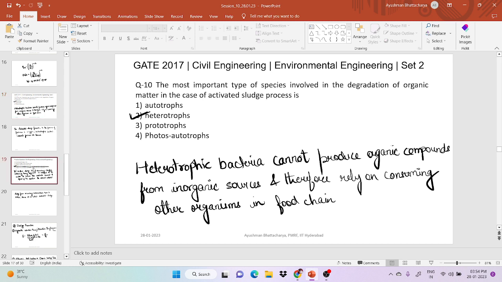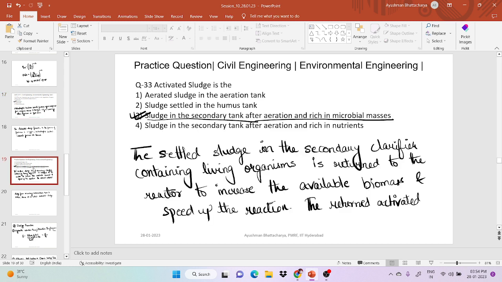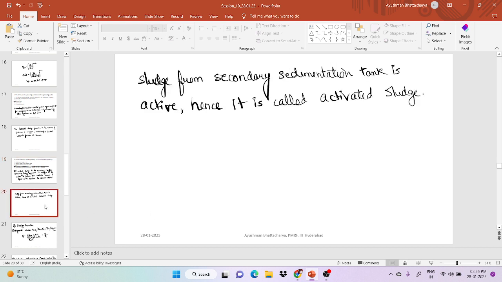Now coming to the activated sludge process. What is the activated sludge process? Activated sludge is nothing but sludge that is active, and it is recirculated from the secondary tank after aeration, and it is rich in biomass. The settled sludge in the secondary clarifier containing living organisms is returned to the reactor to increase the available biomass and the speed of the reaction. The returned activated sludge from the secondary sedimentation tank is active, and hence it is called activated sludge.